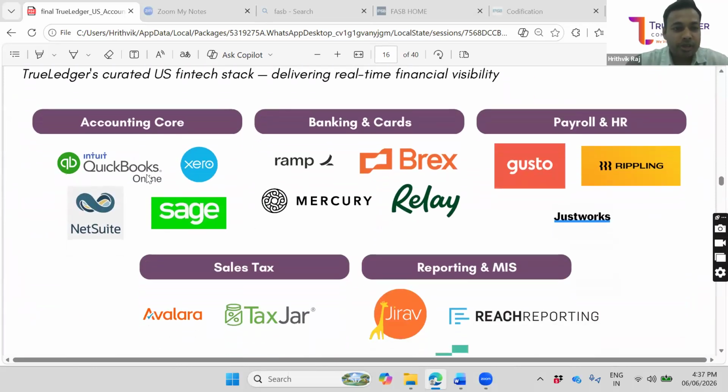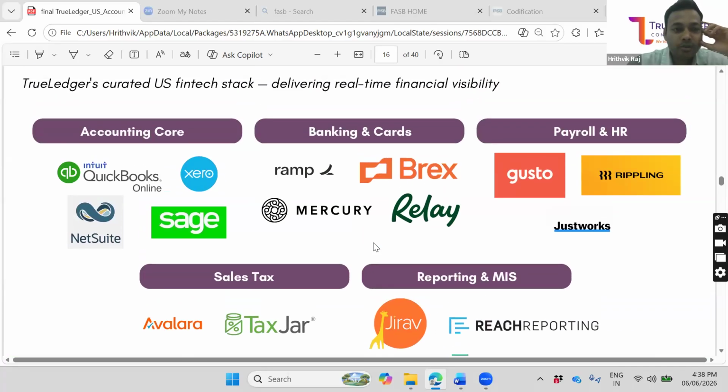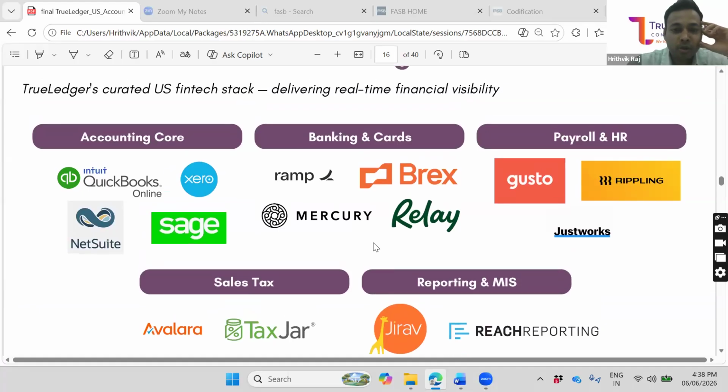These are the accounting software: QuickBooks Online, which is managed by Intuit, Sage, and NetSuite. For banking, you can use Ramp, Brex, Mercury, Relay. For payroll and HR, Gusto, Rippling. For sales tax, Avalara, TaxJar. For reporting and MIS, Reach Reporting, Fathom, Giraffe. And there is FP&A software for FP&A purposes, a very good tool. So you see there's a wide scope of tools and accounting software for managing your books of account.